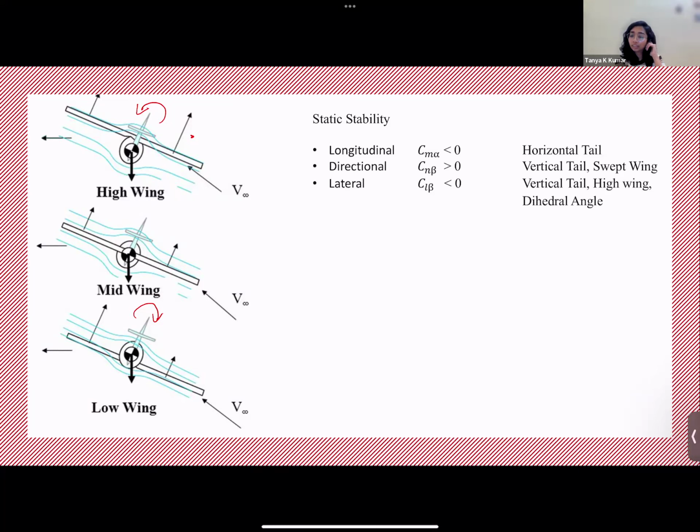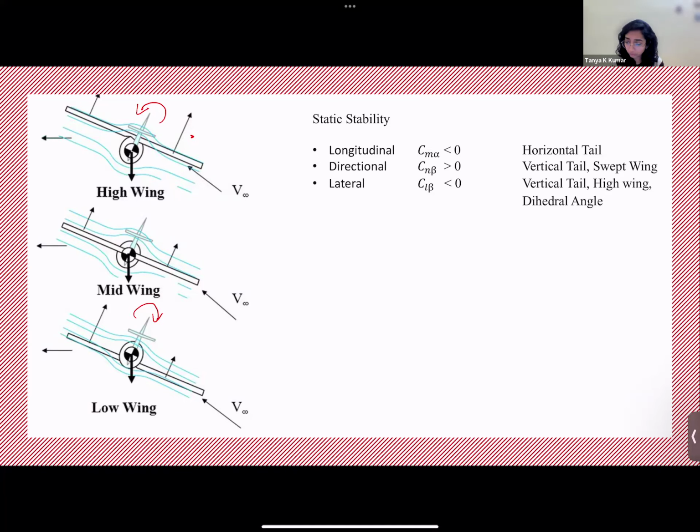Now, in the directional case, what is the condition for stability? Cn beta should be greater than 0. And what structural quantities do that for you? Vertical tail, swept wing. These two structures give you a restoring moment, correct? Then, for lateral stability, the condition is that Cl beta should be less than 0. And what structural components give you that? A vertical tail, high wing, or a low wing with dihedral angle. These structural aspects contribute towards lateral stability.